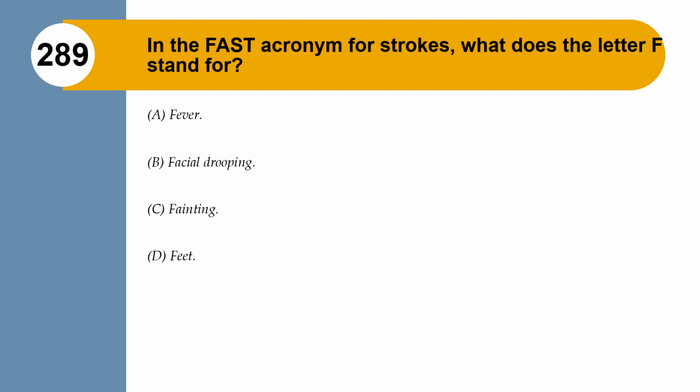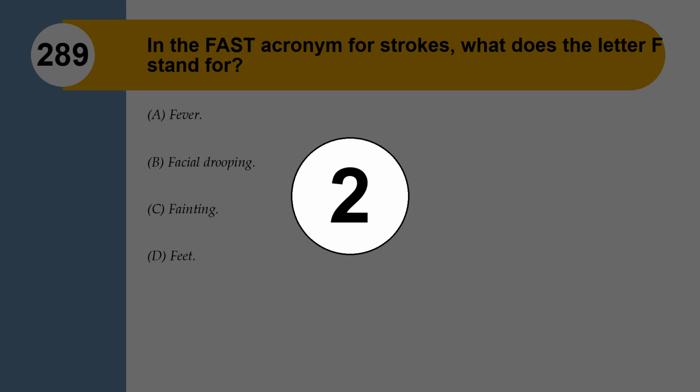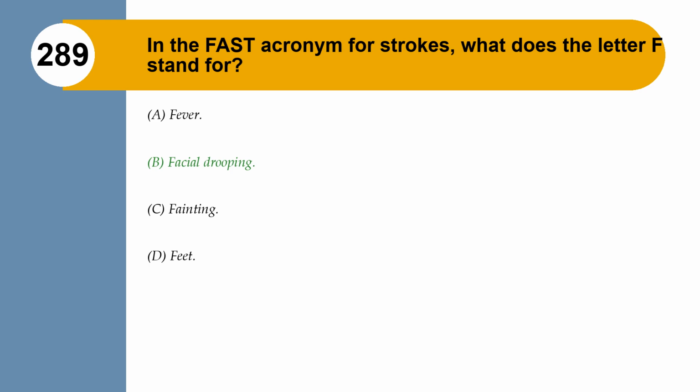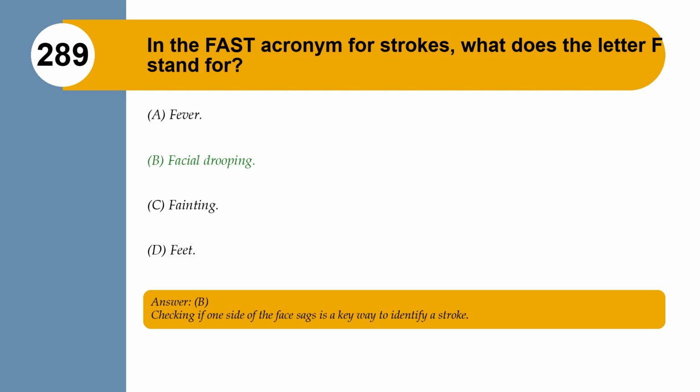Question 289. In the FAST acronym for strokes, what does the letter F stand for? Option A, fever. Option B, facial drooping. Option C, fainting. Option D, feet. The correct answer is option B, facial drooping. Explanation. Checking if one side of the face sags is a key way to identify a stroke.